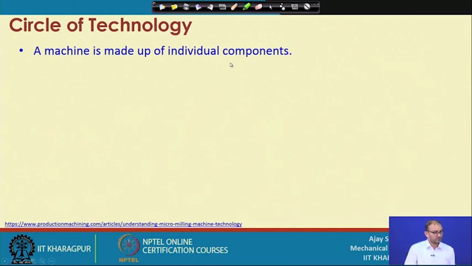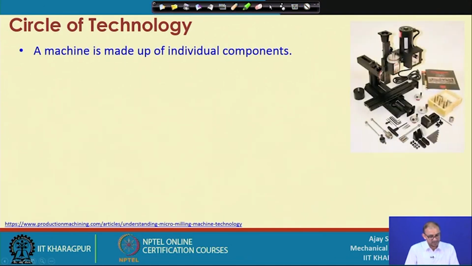Now, what is the circle of technology? A machine is made up of individual components. If you know that a machine consists of many different components, it starts, and the contacting point is the workpiece and the tool contact point, that is called the interface point. But if you continue, then the workpiece is connected with the workpiece holding device, that is the fixture, which is connected with the X and Y table, and then if you continue in this direction, you get different components here.